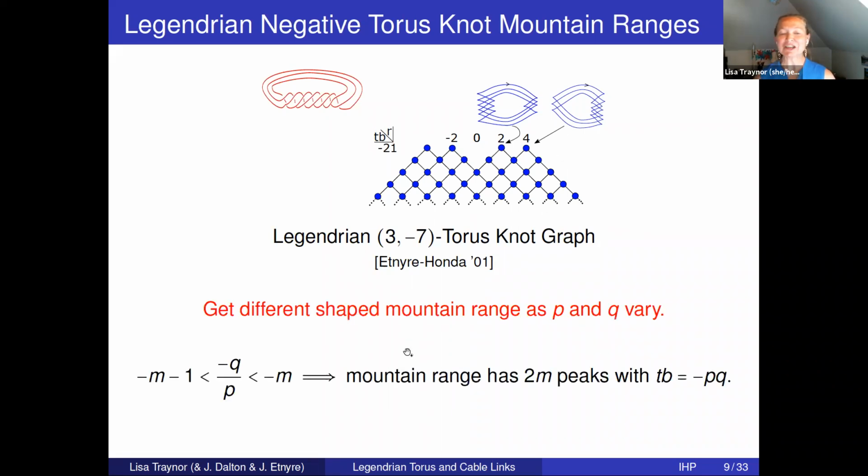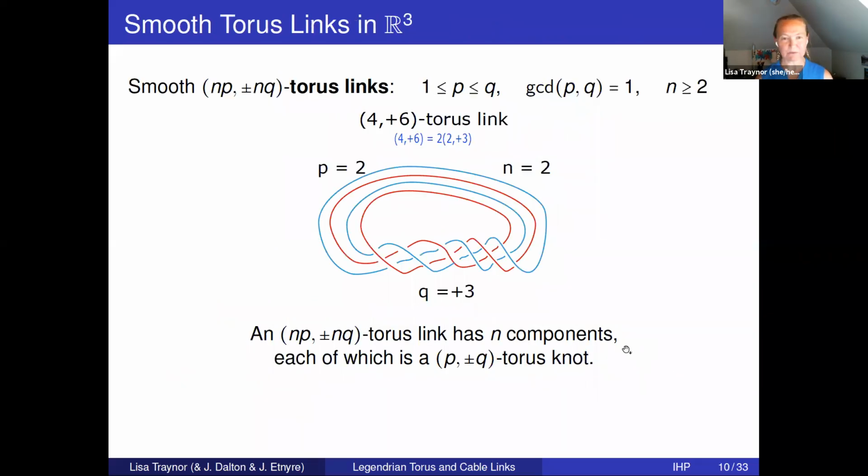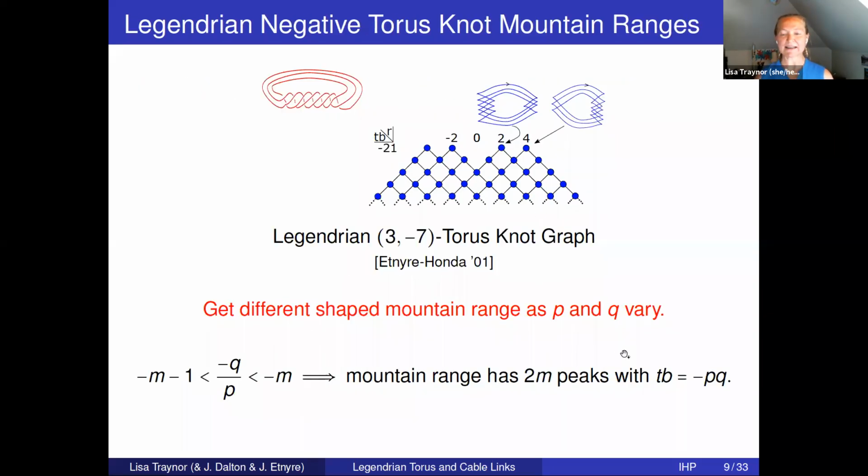In general, you'll get lots of different shaped mountains as P and Q vary. It depends on the ratio: if the slope, minus Q over P, lies between minus M and minus M minus 1, that tells you the mountain range will have 2M peaks. For all those peaks, we know the TBs and also the rotation numbers. Again, beautiful work by Etnyre and Honda. This completely understands the mountain range for every negative torus knot.